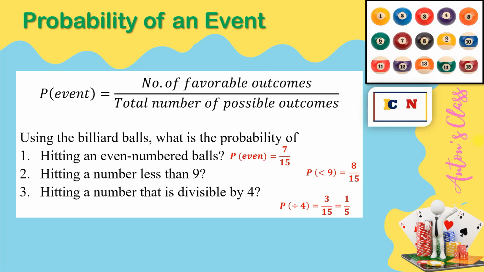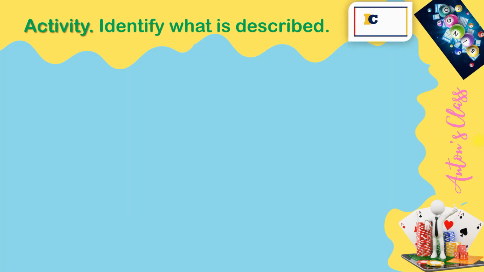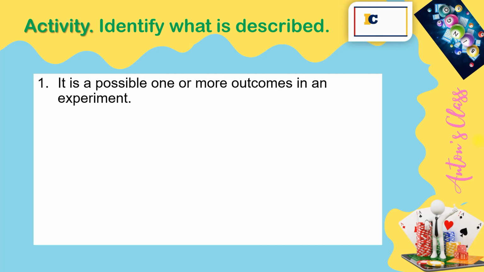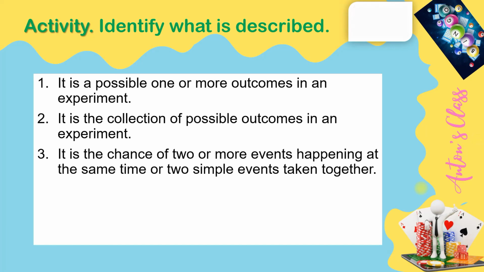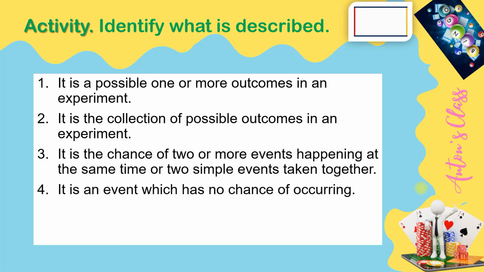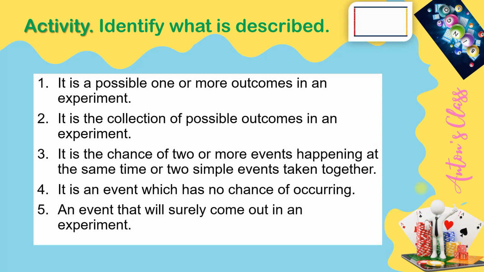Okay, let's proceed to the activity of the day. Identify what is described. Number 1, it is one or more possible outcomes in an experiment. Number 2, it is the collection of possible outcomes in an experiment. Number 3, it is the chance of 2 or more events happening at the same time, or 2 simple events taken together. Number 4, it is an event which has no chance of occurring. And number 5, an event that will surely come out in an experiment.